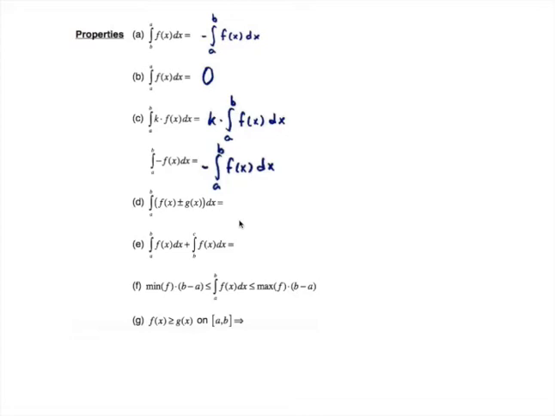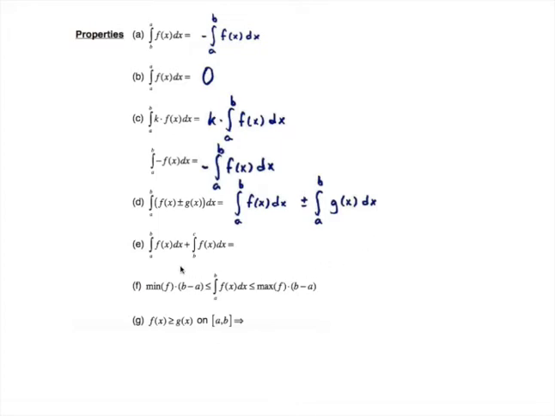Property D, if you add functions together, you can simply integrate each term separately. So the integral of f plus g would be the integral of f plus the integral of g, which we do all the time when we integrate polynomials, for example. The integral of 2x plus 5, we just integrate 2x, we integrate 5, and we put them together.